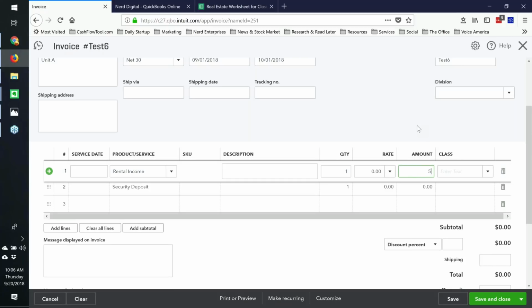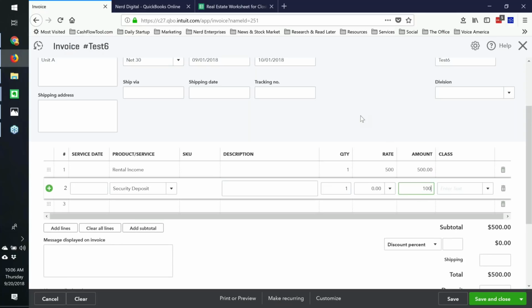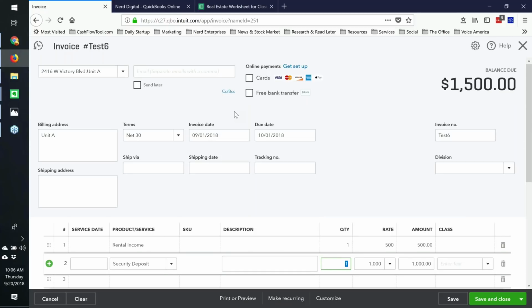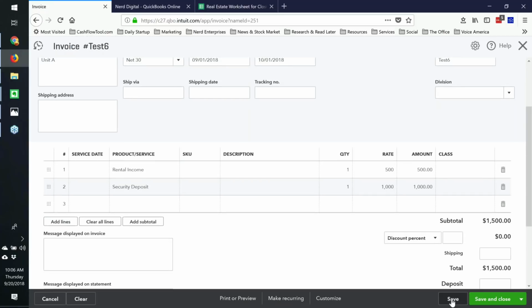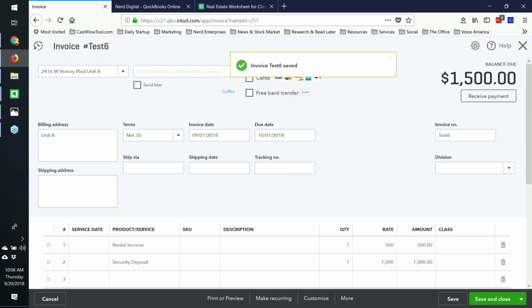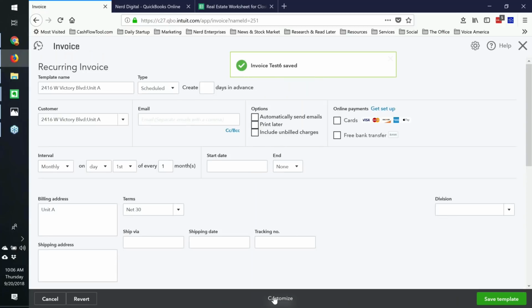So let's say the rent is $500 a month, and I'm collecting 2 months security, right? That's $1,000. The tenant had really bad credit, and that's it. And then I'm going to make this recurring. So let's save this first. And then we're going to quickly make this recurring, right? So it's going to be scheduled. I don't need it done any days in advance. Monthly on the first day of every month.